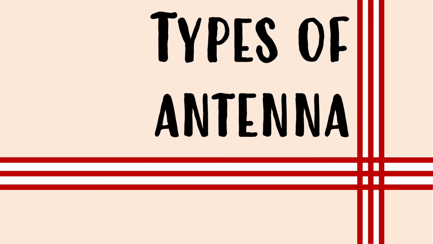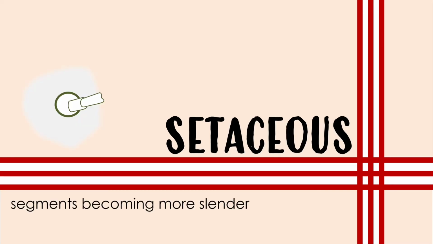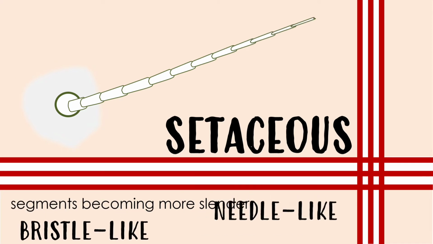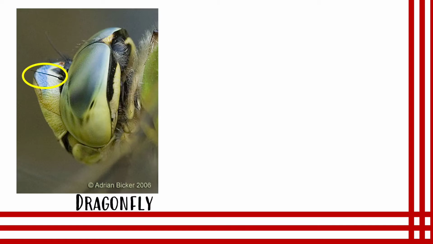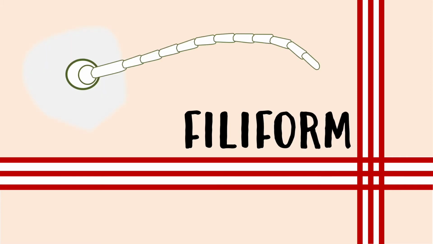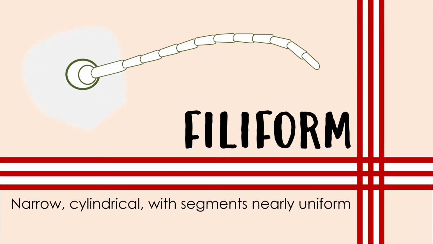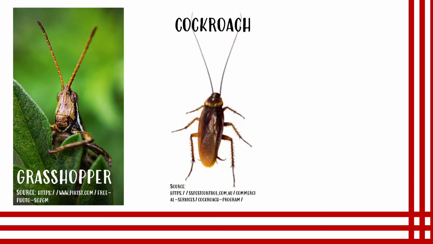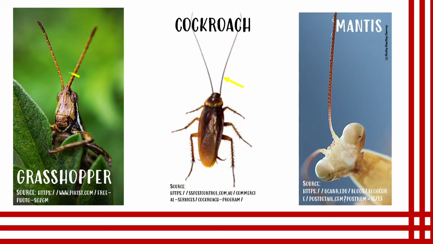These are the types of insect antenna. Setaceous type of antenna. The segments are becoming more slender. It is also described as bristle-like or needle-like. Dragonfly and cicada are some of the insects that have this kind of antenna. Filiform type of antenna. It is narrow, cylindrical with segments nearly uniform in size. It is also described as thread-like. Some examples are grasshopper, cockroach, and mantis.